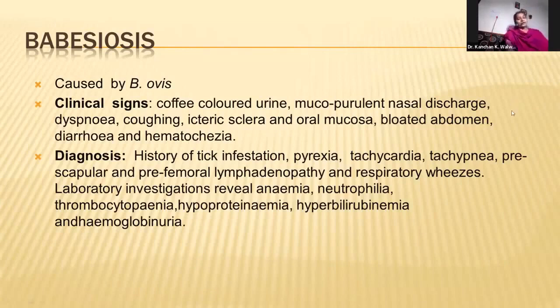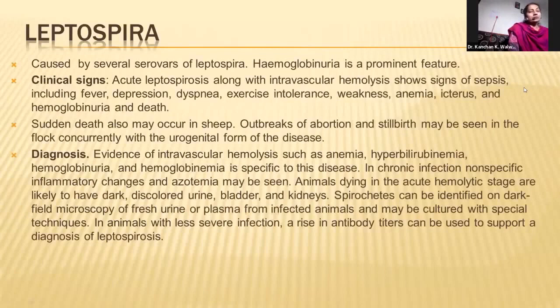in the erythrocytes. Now, leptospira is another causative agent for hemoglobinuria, especially in sheep and goat and in cattle also. It is a zoonotic disease, and this organism is found in sewage, in the urine of rodents and so on. So you can find this organism in the rainy season. Leptospirosis is caused by different serovars of the organism leptospira. So hemoglobinuria is a prominent feature of leptospira infection.